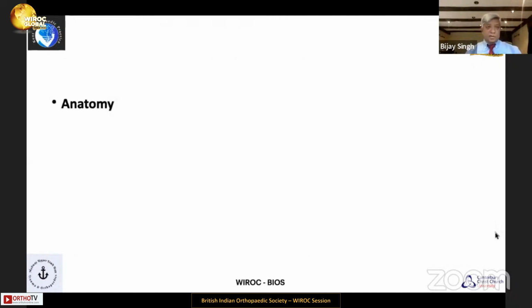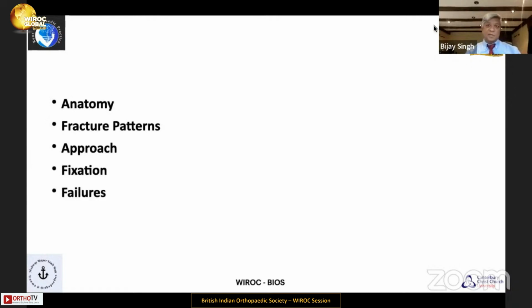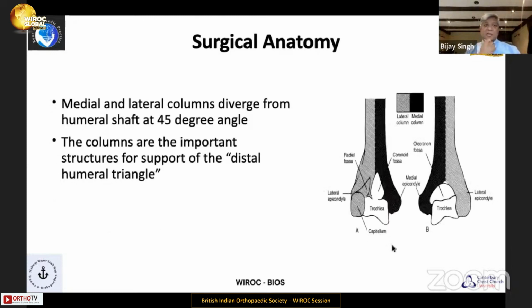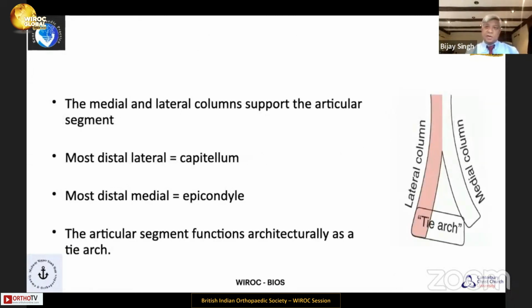So what I'm planning to do is take you through the anatomy, fracture patterns, approach, fixation, failures, what I've learned from these, and some take-home messages. The medial and lateral columns of the distal humerus angle at about 45 degrees, and they're joined together in the trochlea and the capitellum, which is the tie-arch structure that you'd often see. On the lateral side, the capitellum is the most distal fragment, and the epicondyle is on the lateral fragment.